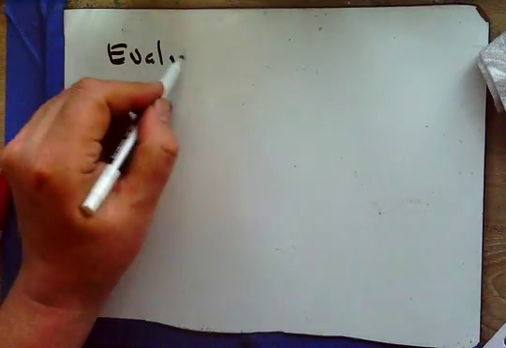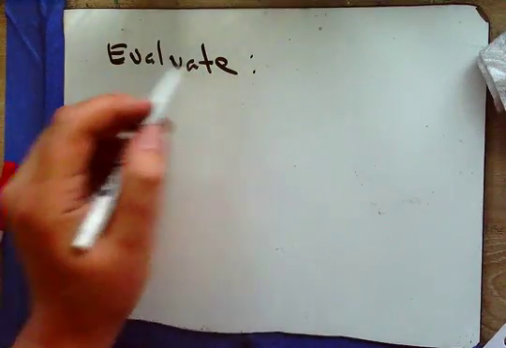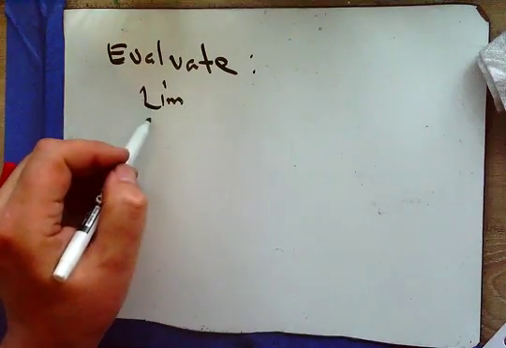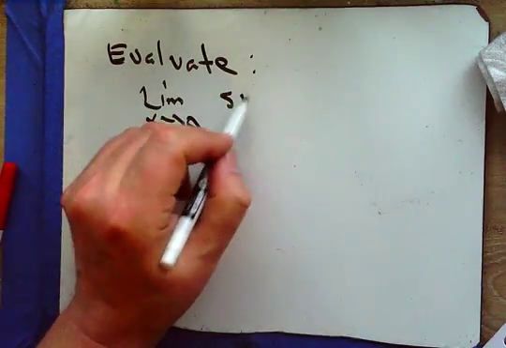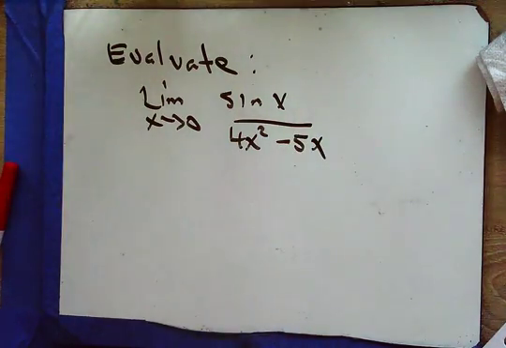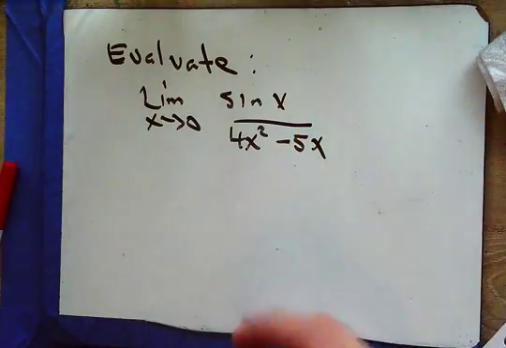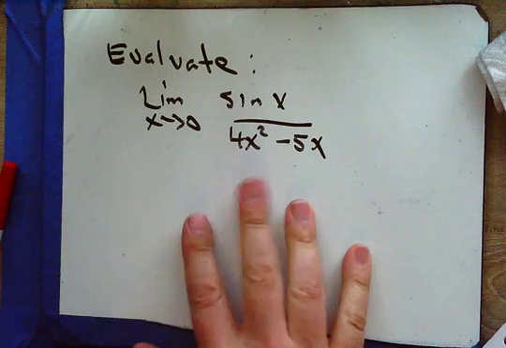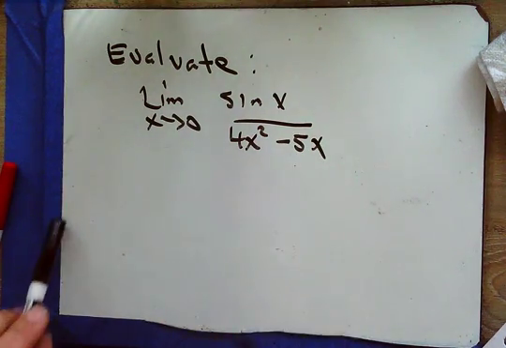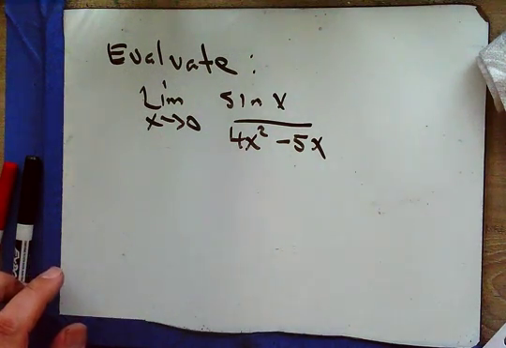Please evaluate this limit. You should be able to do this without a calculator. These are from section 2.1 if you want some more practice with them. The limit as x heads to 0 of sine x over 4x squared minus 5x. Okay, so if I plug a 0 in and do direct substitution, I end up with 0 over 0. So, yeah, I gotta do something here. So, pause the video, give it a try, come back if you need help or want to check your answer.